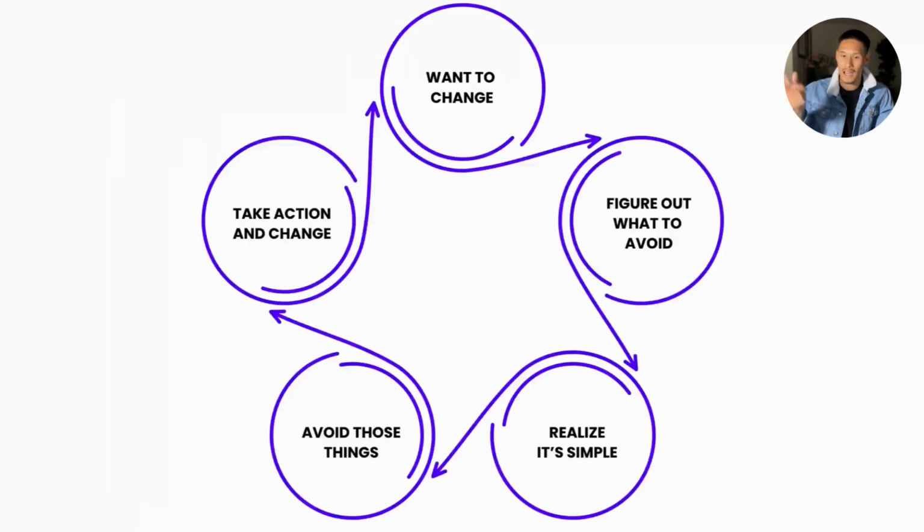And it creates this habit of wanting to change. Then you figure out what to avoid. You realize it's simple. You avoid those things. You take action and change until you want to change again. And you repeat the cycle. And you're this never ending, changing growth manifesto. And you're growing and you're transcending and you're just becoming the best version of yourself.